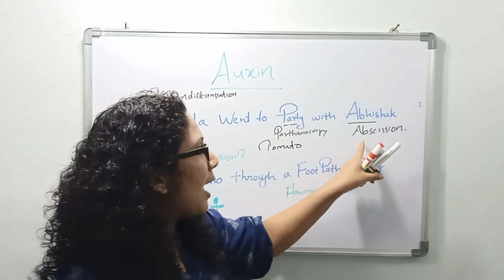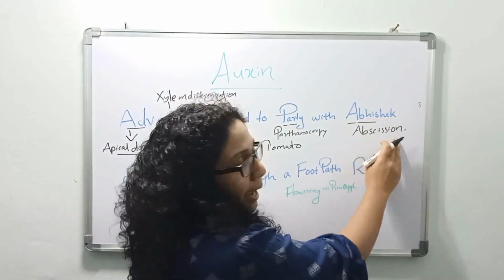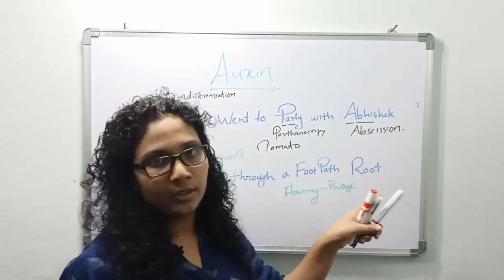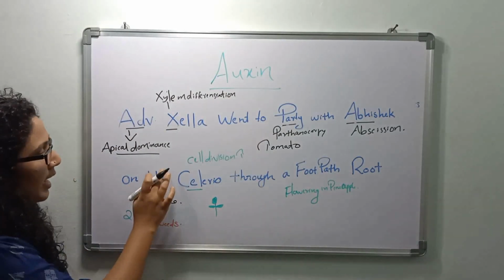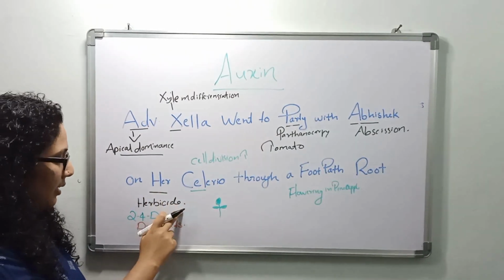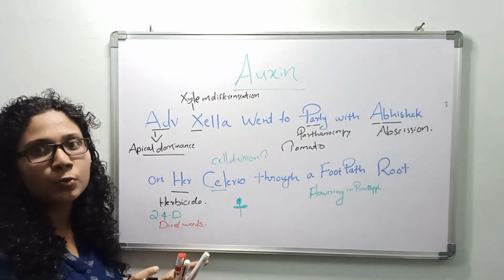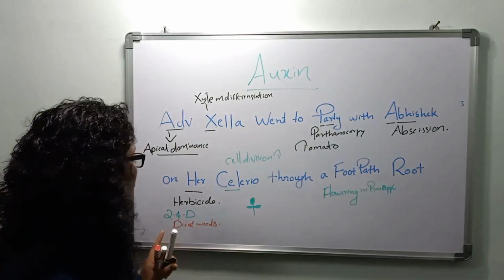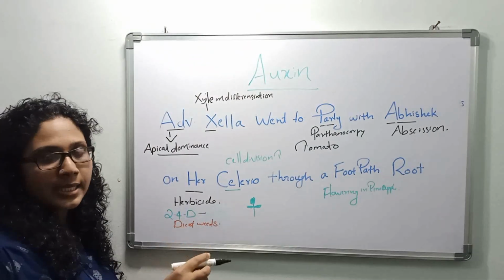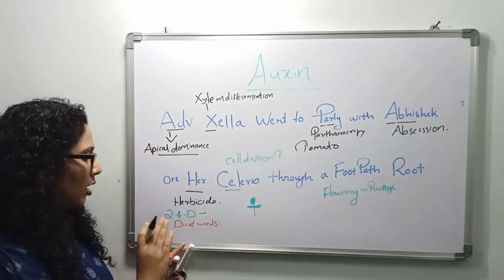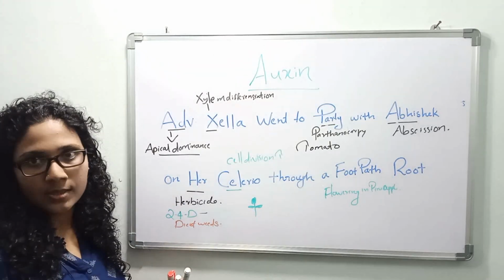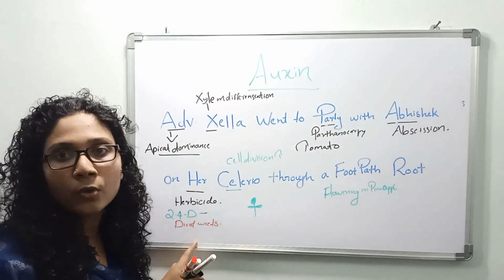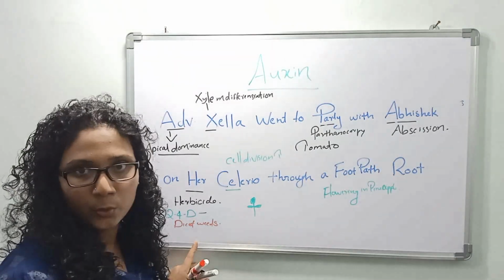The next one is abscission. Here AP stands for abscission, that is abscission of old leaves, old fruits or matured fruit. Then this H stands for herbicide. Herbicide or weedicide, which is used for destroying herbs and weeds respectively. 2,4-D or synthetic auxin is one of the examples of herbicide which is used to destroy dicot weeds. As I mentioned above, 2,4-D destroys only dicot weeds, that is, it does not affect monocot weeds.